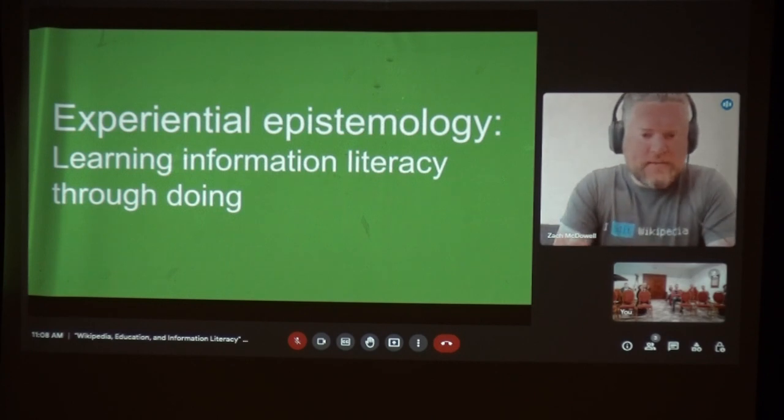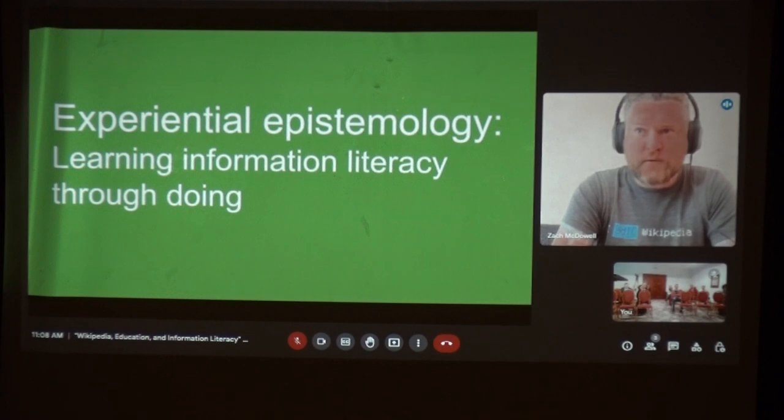So what I like to call, and this is the academic term here, is experiential epistemology when we teach Wikipedia, which is just really that they're learning information literacy through doing their assignment, through learning how to edit Wikipedia, through learning how to engage with Wikipedia. They are learning epistemological foundations and information literacy.